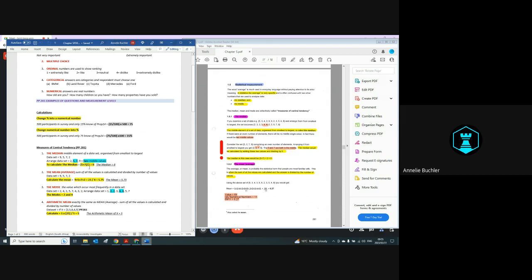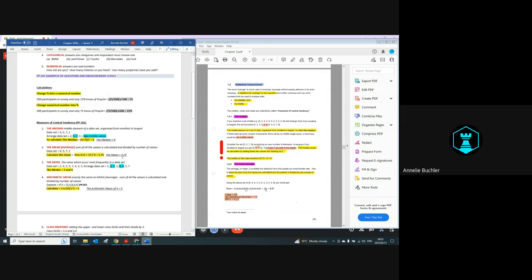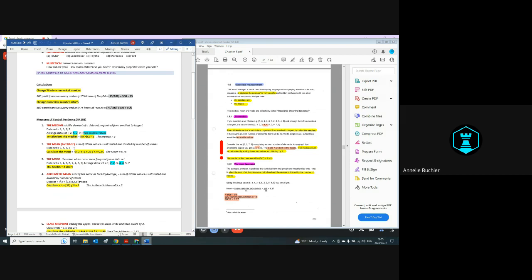So you will get more marks if you explain how you got to your answer. Don't just say 6, because you're losing marks. Okay, the mean, or average. Basically, the mean means average. It's the sum of all the values divided by the number of values.